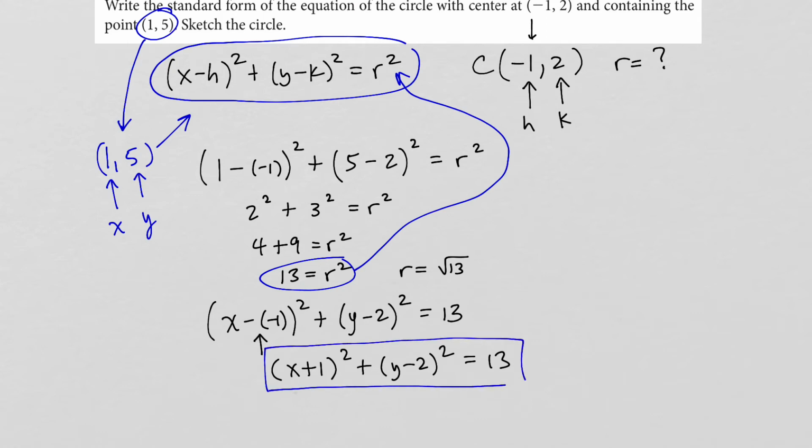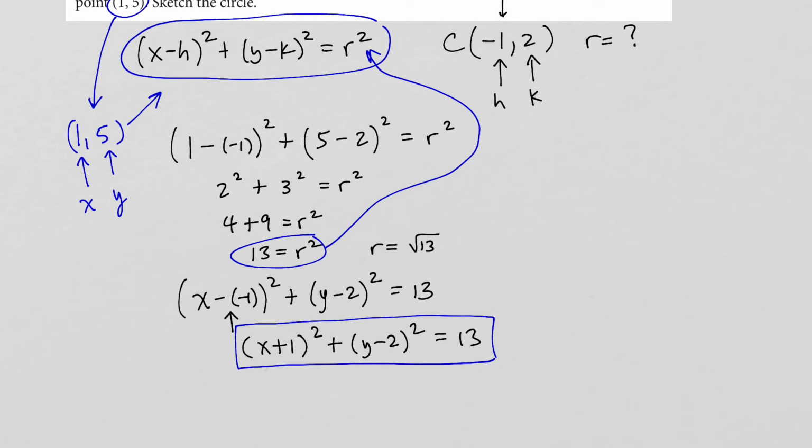And one thing I want to point out, in case you haven't noticed already, is that for the coordinates of the center, you'll notice that whatever the coordinates are here, in the equation, those numbers are always the opposite of what you see in the coordinates. And that's because in the equation, we are subtracting h and subtracting k. So that takes the opposite of those numbers.